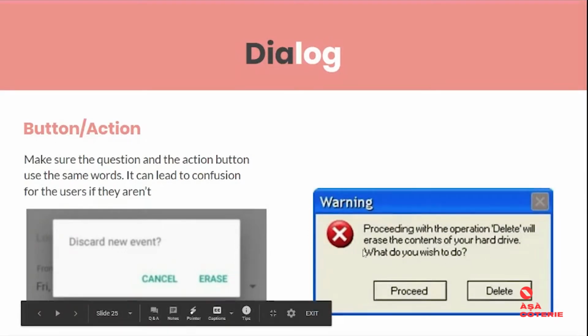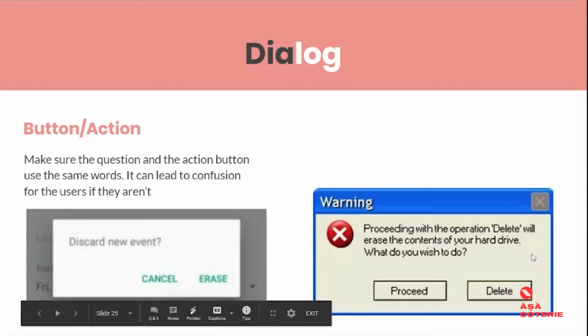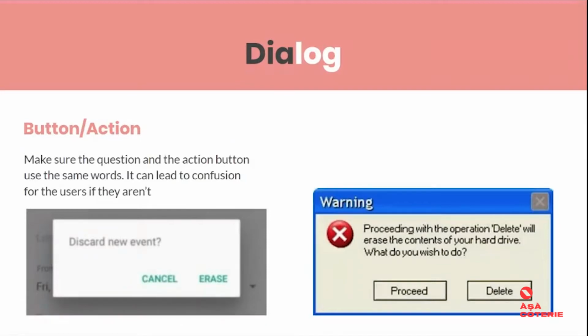This, on the other hand, just has so many things wrong with it. It's confusing from the warning. Then you have proceeding with the operation delete will erase the content of your hard drive. What do you wish to do? Proceed, delete. The user is confused. The user does not know whether to click proceed or delete. Even me myself, I don't know what each of the buttons do. If I click proceed, will it delete it? If I click delete, will it delete it? Be clear and use the same action word in the question and the button.